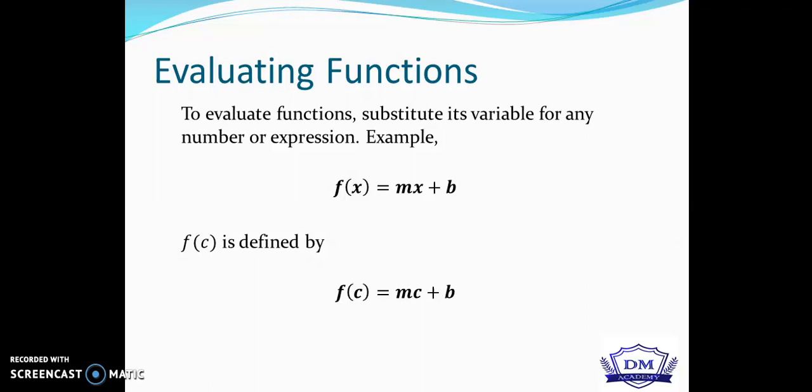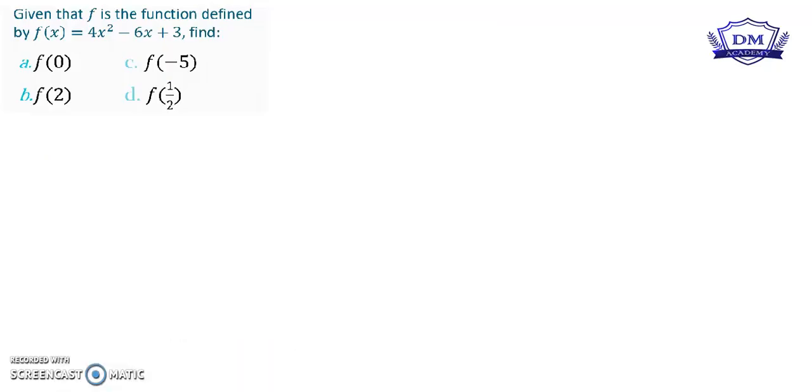Okay, to understand more about evaluating functions, let's have an example here. Given that f is the function defined by f of x is equal to 4x squared minus 6x plus 3, we will evaluate f of 0, f of 2, f of negative 5, and f of 1/2. Okay, let's start with the first one. Let us evaluate the given function by f of 0.